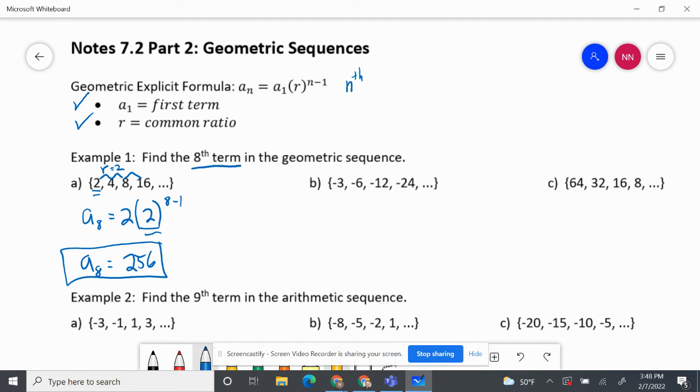So for the next one, we have a sub 8 because we're finding our 8th term. Our first term is negative 3, and what we're doing each time is we're timesing it by 2. And then we go 8 minus 1. So this time we have the negative 3. We're going to times it by 2 raised to the power. And sometimes instead of just putting 8 minus 1, I just subtract it in my head, and so I'm raising it to the 7th. And so a sub 8 equals negative 384.